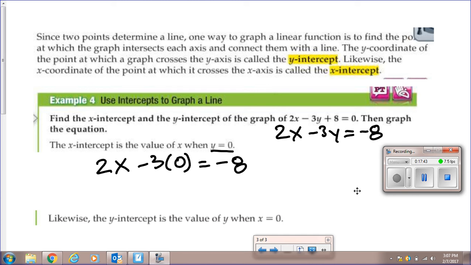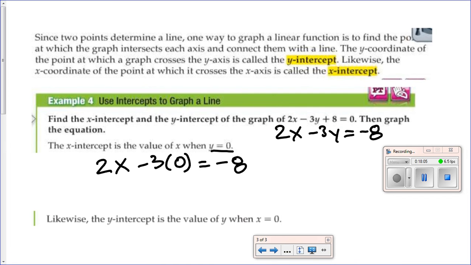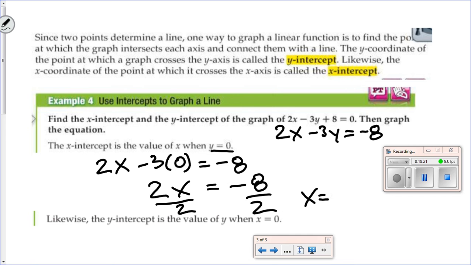So we're trying to find the x-intercept of this example 4. I apologize, I had to take a pause there. Nonetheless, we've plugged in 0 for y. Now we're going to solve this equation for x. This should give us 2x is equal to, -3 times 0 is going to cancel out, so then -8. We divide both sides by 2, and we've got x is equal to -4.